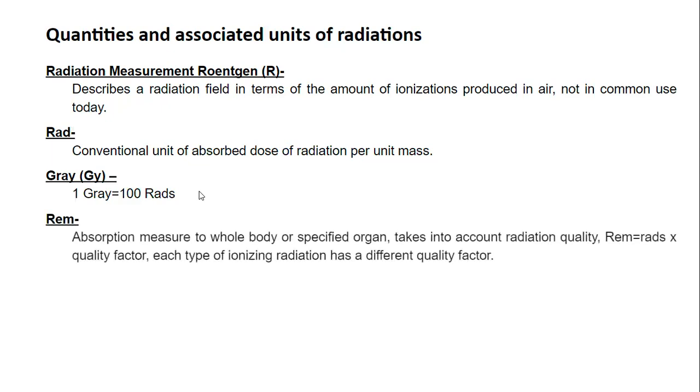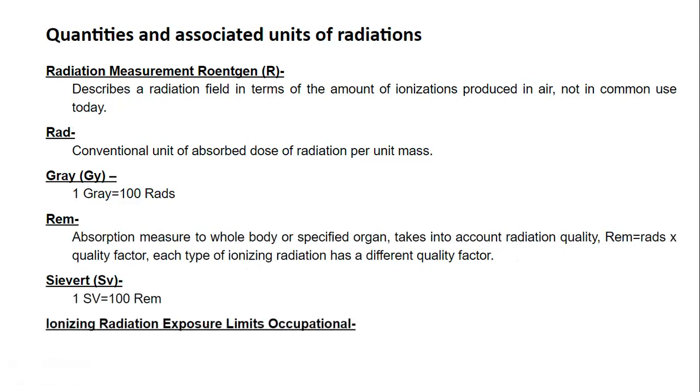What is REM? It is the absorbed dose to the whole body or a specified organ, and it takes into account radiation quality. What was the quality of those radiations? Are they concentrated enough? So REM could be measured by multiplying the rads with the quality factor of those radiations. Each type of ionizing radiation has a different quality factor. One sievert comprises 100 REM.